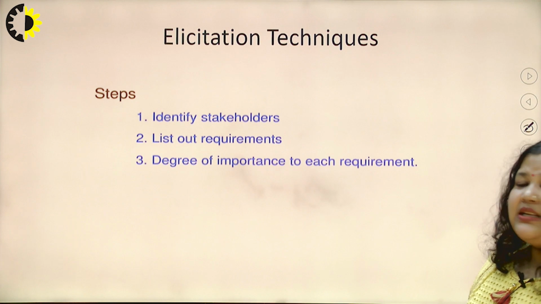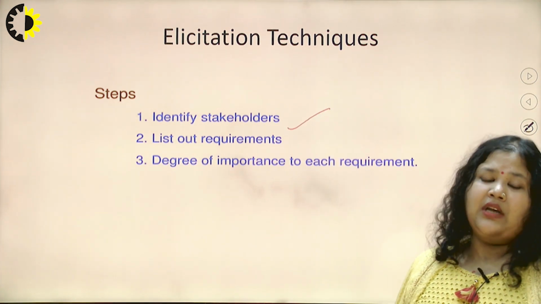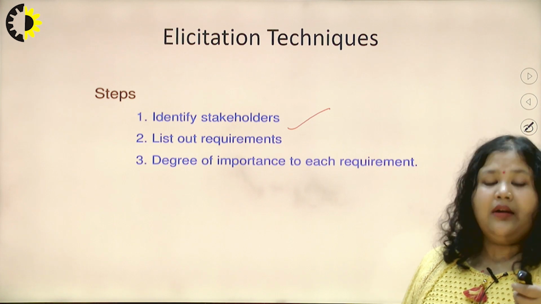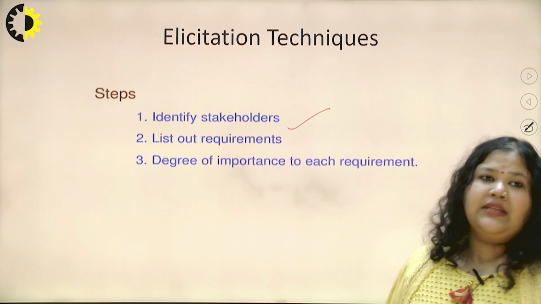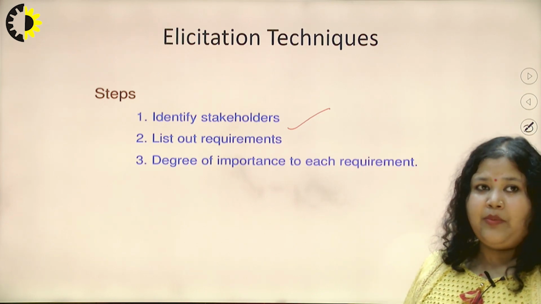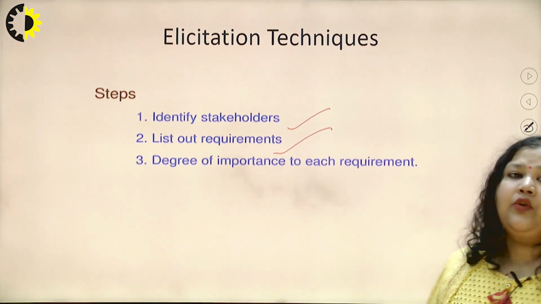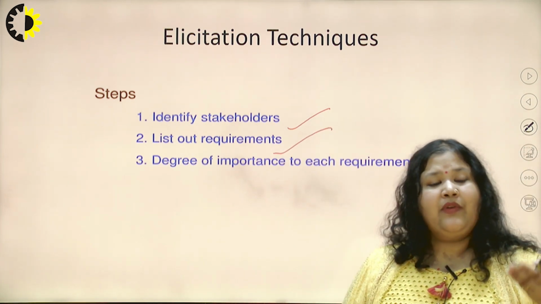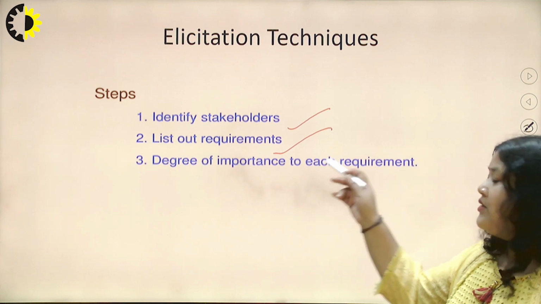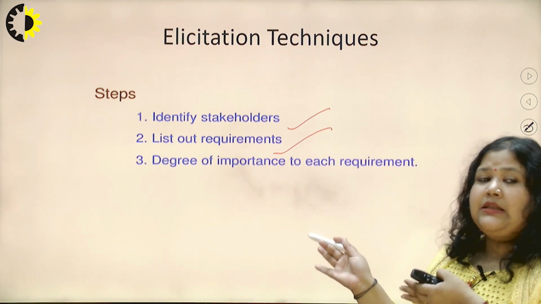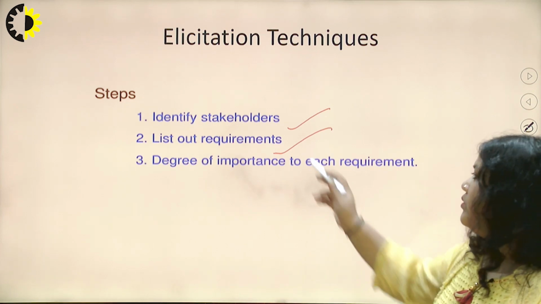Some fundamental steps: first is to identify the stakeholders, those persons who are directly or indirectly related to the system. We first have to identify the stakeholders who are completely involved in the system or that particular problem. Now find out the list of requirements: which type of requirements the customer wants and how we have to solve them. These requirements we have to categorize on a priority basis.